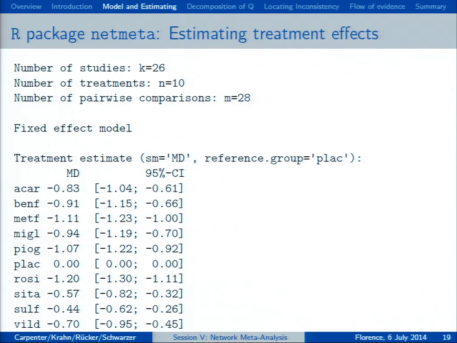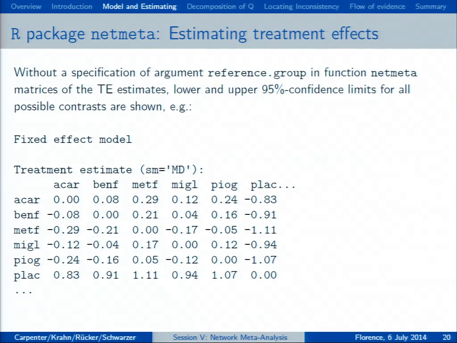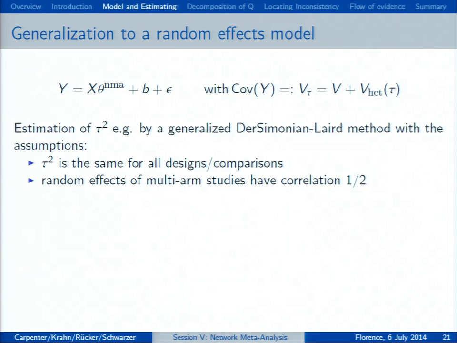If we don't specify a reference group, we obtain a matrix of all pairwise treatment estimates in this network, and a matrix of the lower as well as a matrix of the upper confidence limits for these estimations. We can also use a random effects model for network meta-analysis.